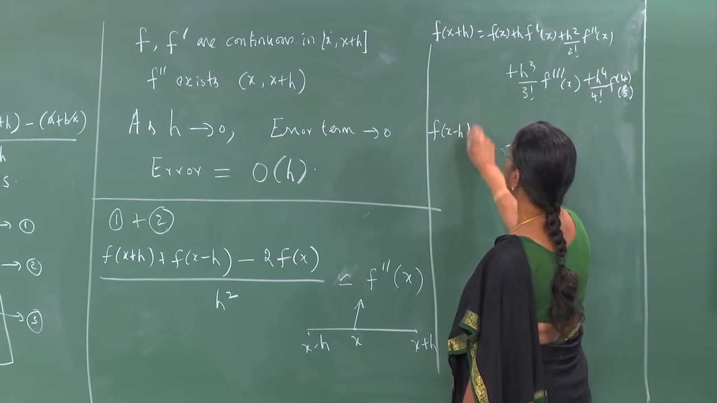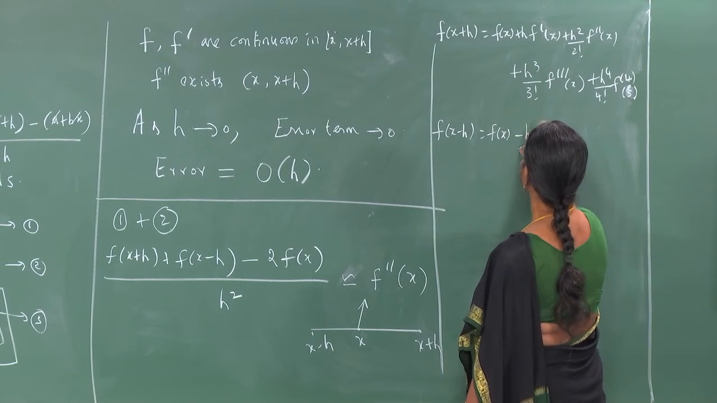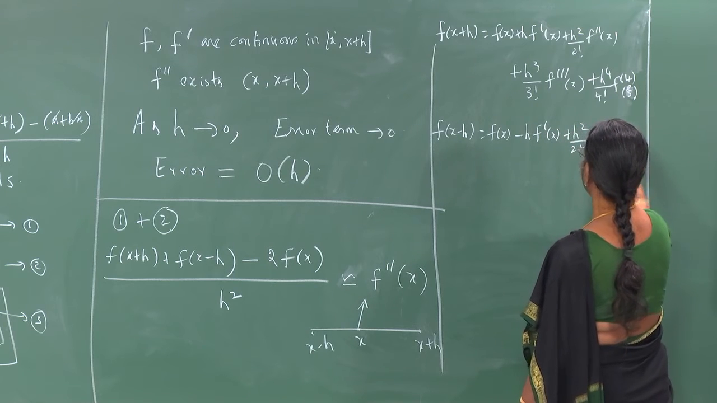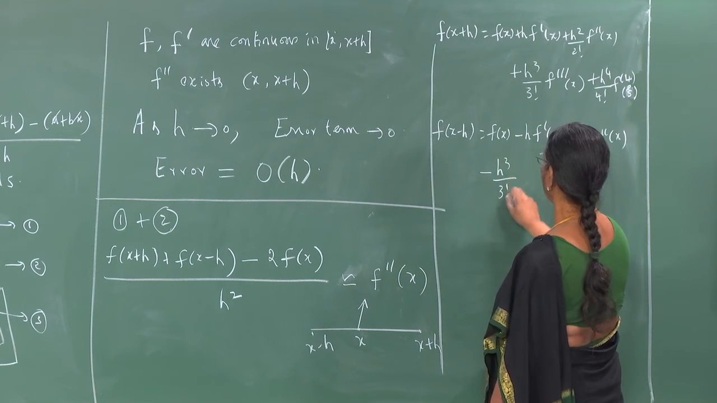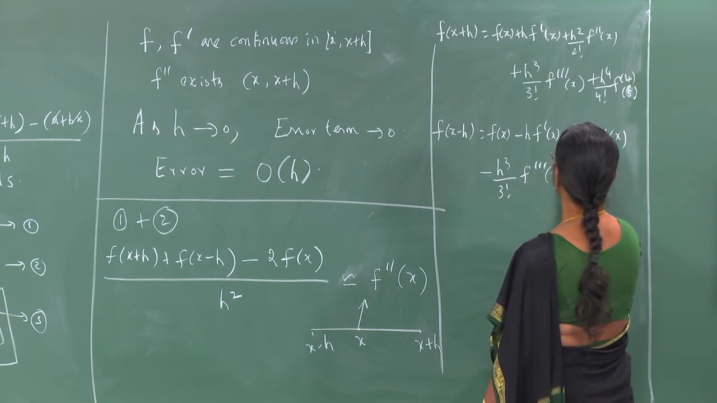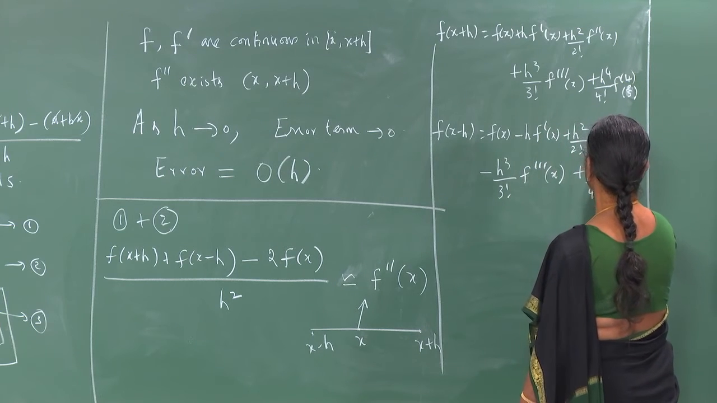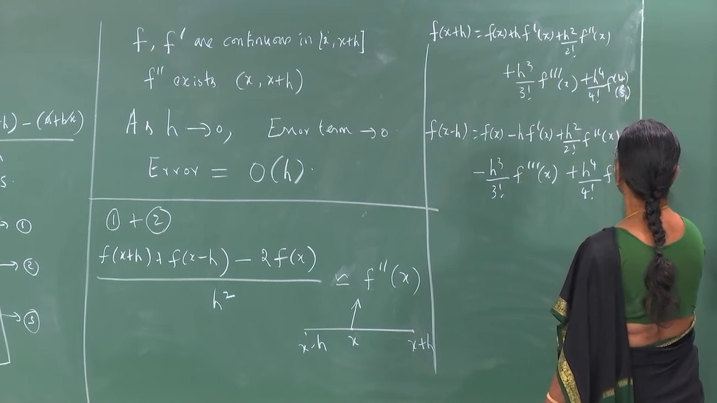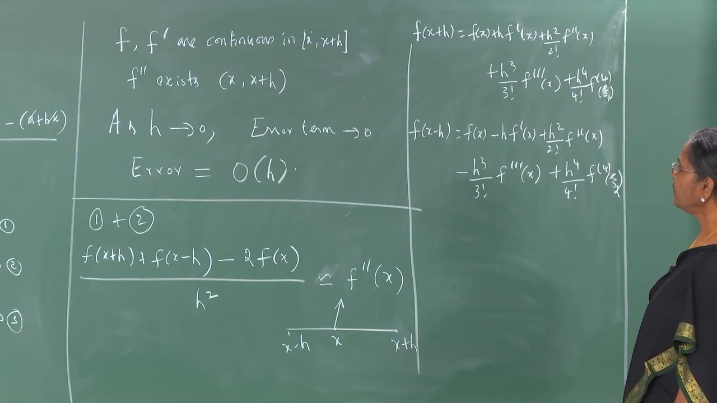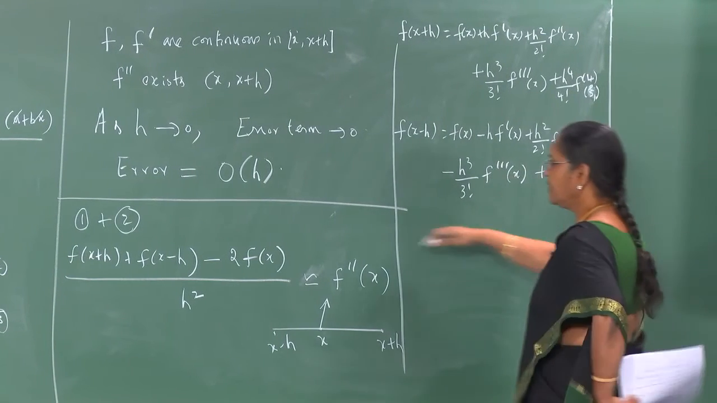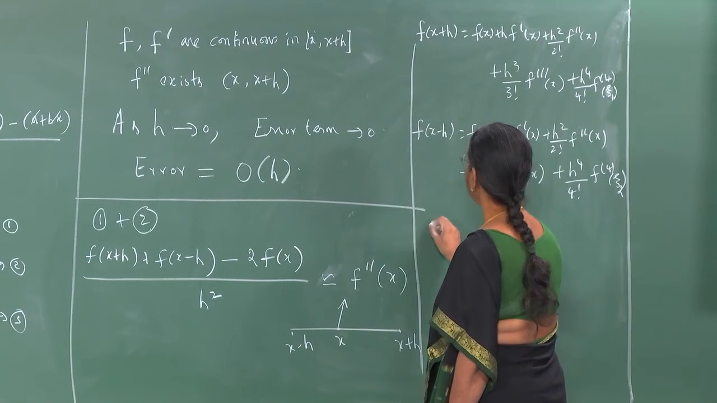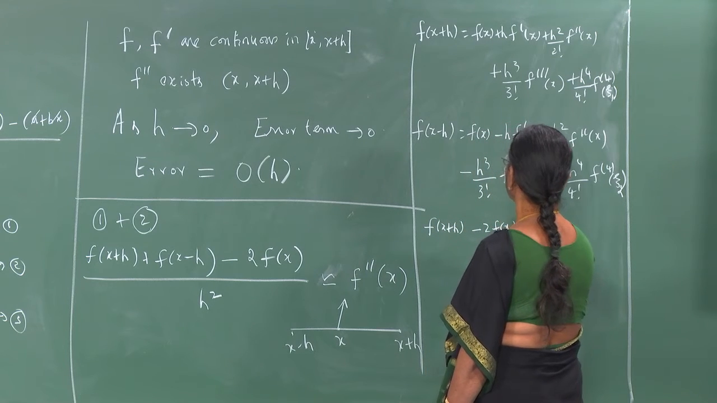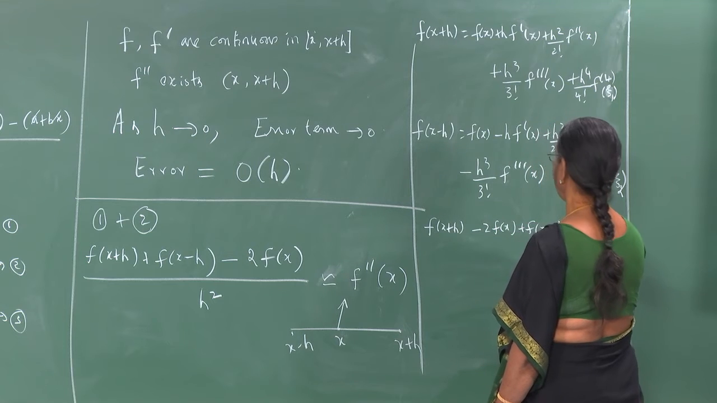What is f of x minus h? It is f of x minus h f prime of x plus h square by factorial 2 f double prime of x minus h cube by factorial 3 into f triple prime x plus h power 4 by factorial 4 into the fourth derivative at some psi 1, at some psi 2. So, now what did we do? We added the 2, and that gave us f of x plus h minus twice f of x plus f of x minus h.